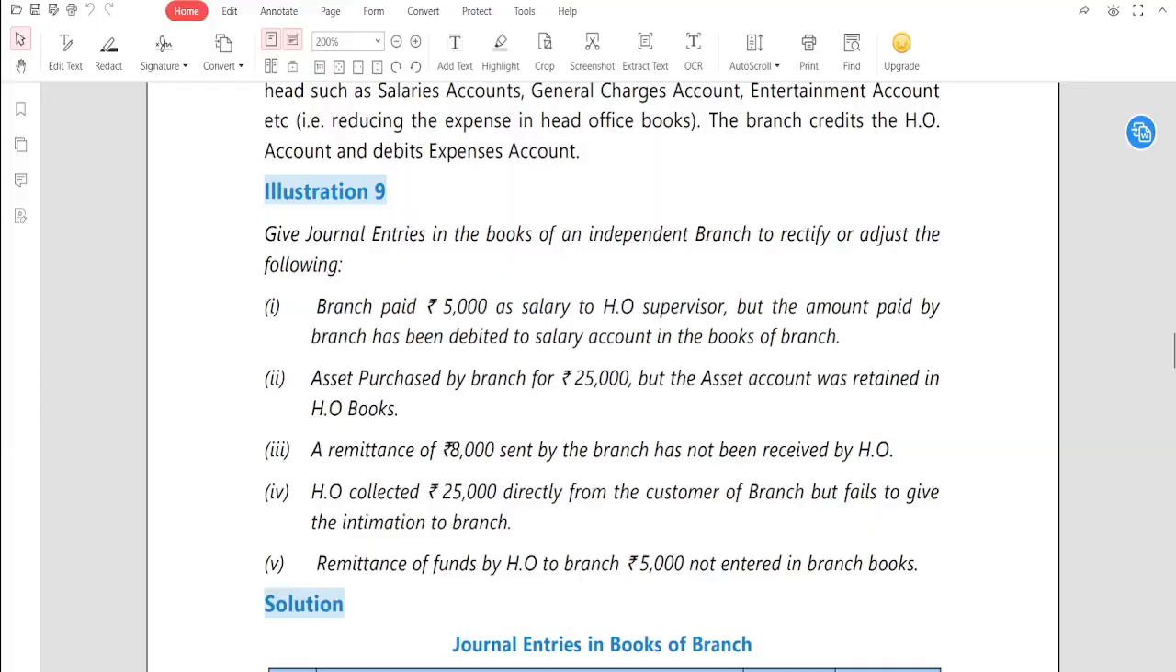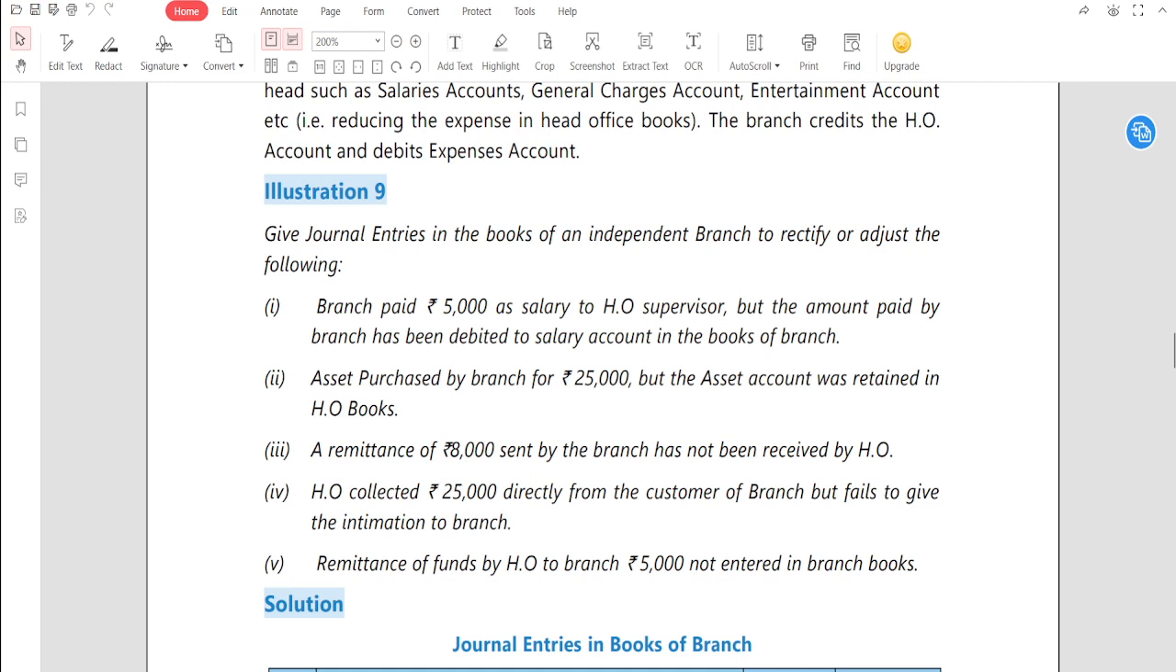Fourth, HO collected 25,000 directly from the customer of the branch, but fails to give the intimation to your branch. It means HO received the money. But the branch, sorry, not bank, the branch has not received the money, or no intimation has been given.